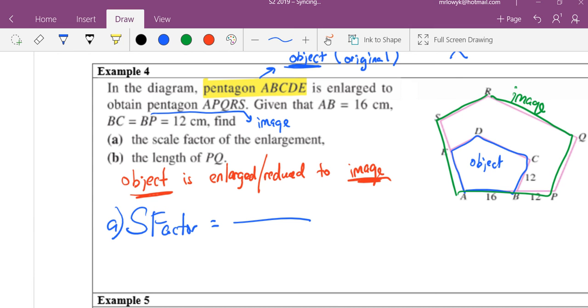I will need to put the image one on top, right? Image one on top. Which length will you choose? Can you help me? Will you choose PQ? No, I don't have PQ. Will you choose any other length? What length do you have? AP. Am I correct? So do you agree that you will put AP on top?